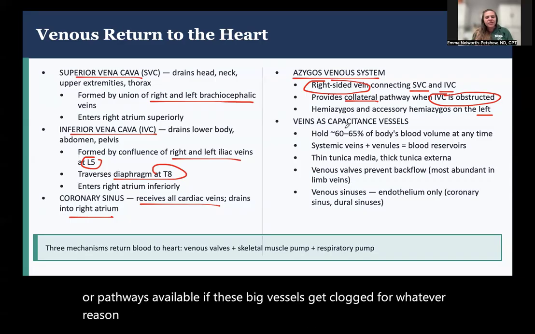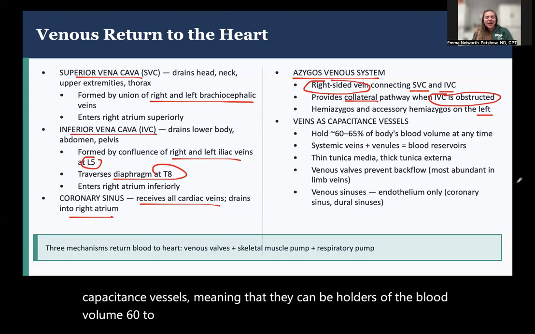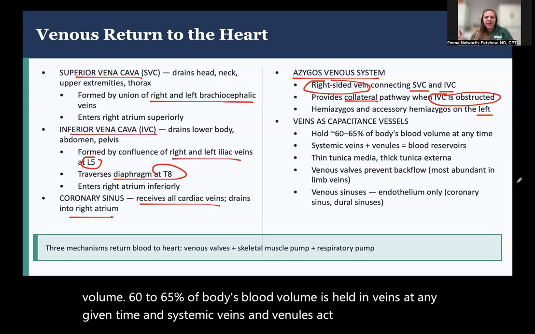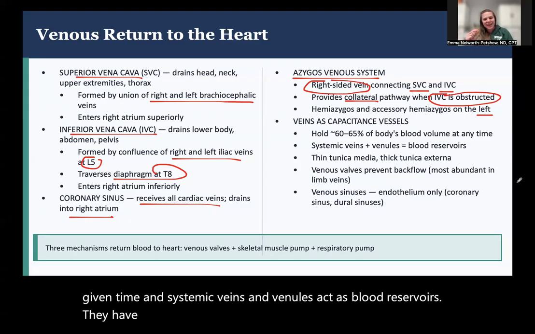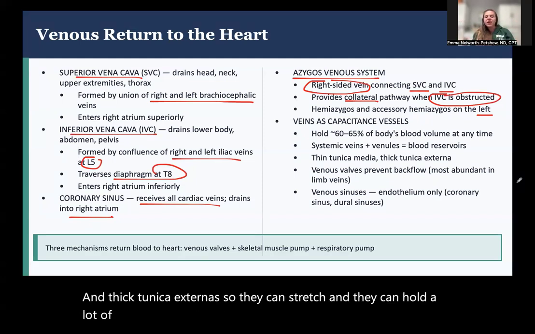And we have to remind ourselves that veins themselves are capacitance vessels, meaning that they can be holders of the blood volume. 60 to 65% of body's blood volume is held in veins at any given time. And systemic veins and venules act as blood reservoirs. They have thin tunica medias and thick tunica externas, so they can stretch and they can hold a lot of blood easily. They also have venous valves that prevent any backflow.